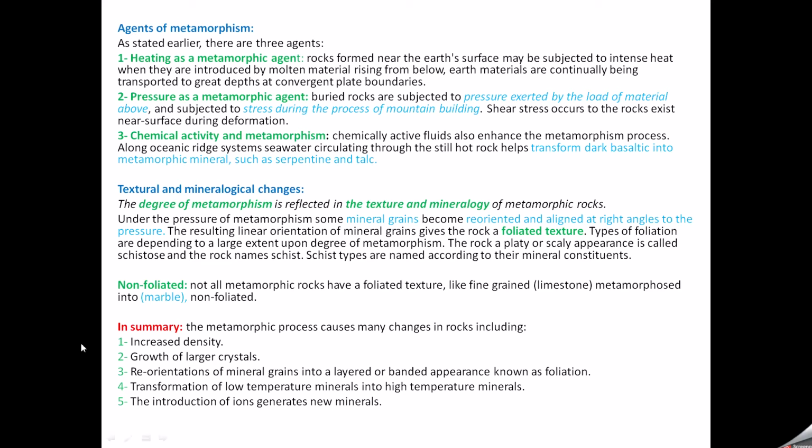So in summary, the metamorphic process causes many changes in rocks, including what metamorphism can do to the rock. Increase the density of the rock. Increased growth of larger crystals. Crystals will be larger inside. Reorientation of mineral grains into a layered or banded appearance known as foliation. 4. Transformation of low temperature minerals into high temperature minerals. 6. The introduction of ions generates new minerals. So these changes will happen.